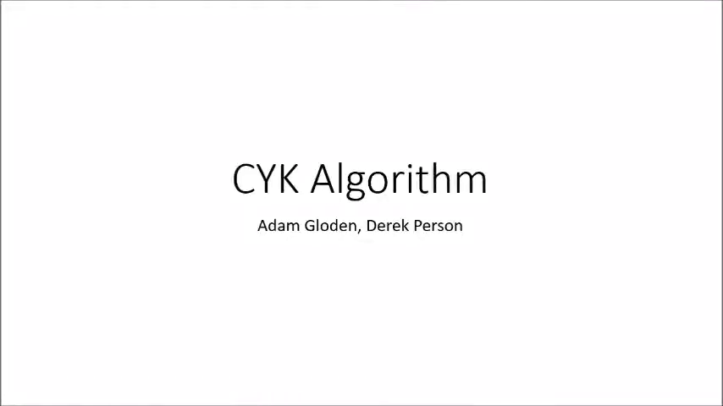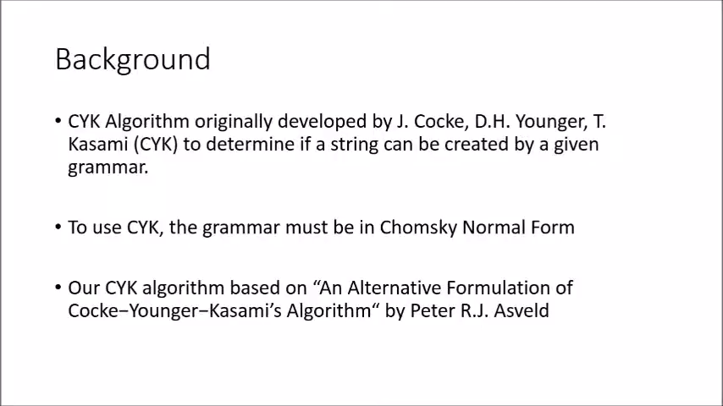This is the CYK algorithm by Adam Glodin and Derek Pearson. Some background: the CYK algorithm was originally developed by J. Cocke, D.H. Younger, and T. Kasami to determine if a string can be created by a given grammar. To use the CYK, the grammar must be in Chomsky normal form. Our CYK algorithm is based on an alternative formulation of Cocke-Younger-Kasami's algorithm by Peter R.J. Osvald.